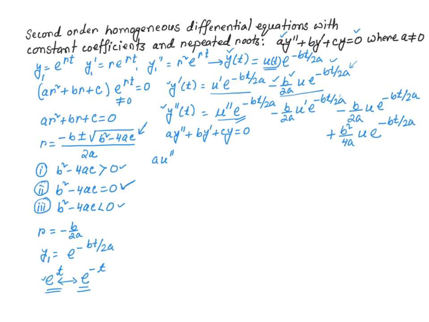So it's going to be a u double prime minus a times b over 2a, so it's going to give me negative b over 2 u prime, and this one is going to give me negative b over 2 u, and this one is going to give me positive b square over 4 u, and then that's just a times y double prime, then b times y prime. So b times y prime is this, right?